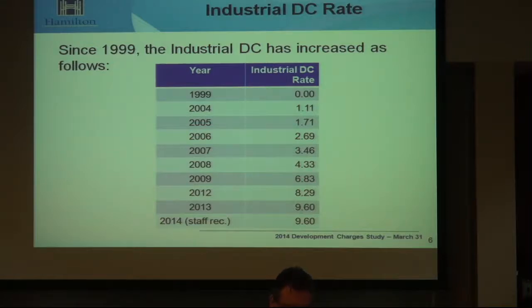In the next slide, we're just going to go through a brief history of our industrial development charge. This is regarding the policy rate that we have rather than the full calculated rate, and what has happened to that industrial development charge since 1999. As you can see, the City of Hamilton in 1999 had a 0 rate for industrial development charges. We did put in a rate starting in 2004, and it has increased significantly since then. Currently, in 2013-2014, the rate is at $9.60.